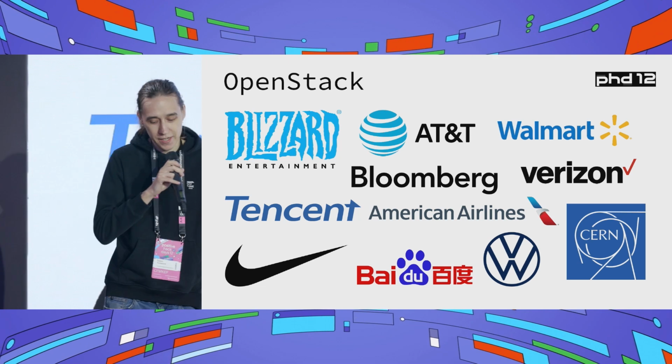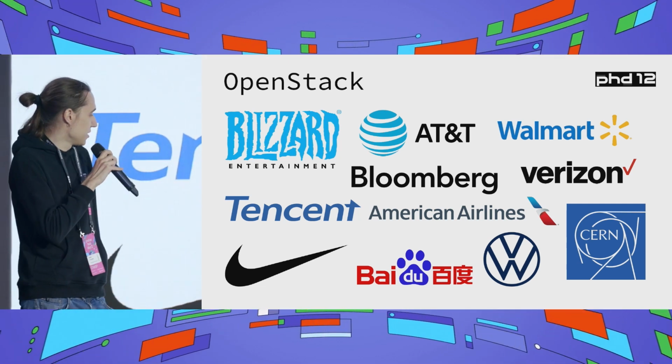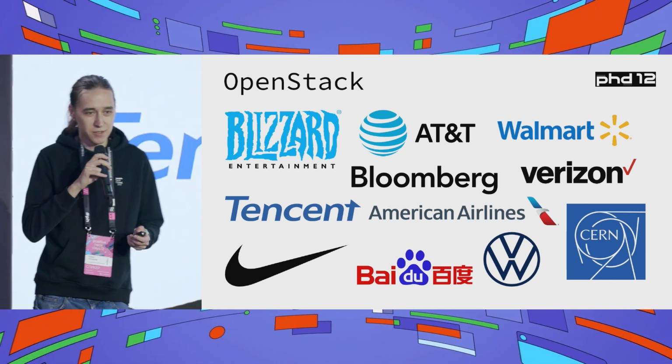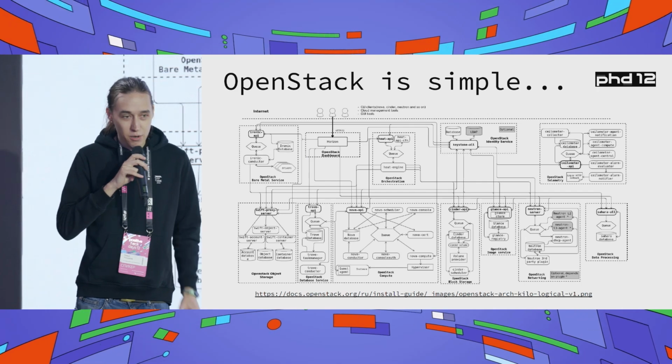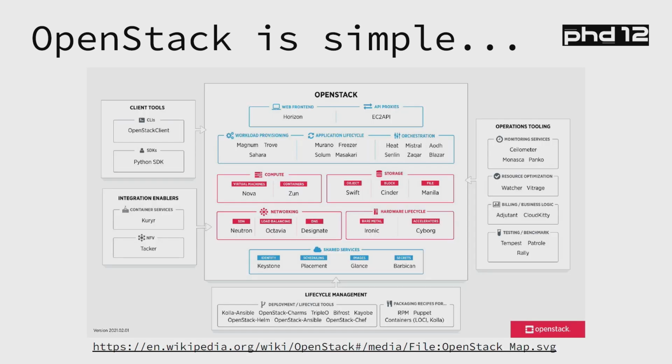Lots of companies are using OpenStack. I'm showing some of them here. At least these are the names I recognize, but naturally there are many more others. I don't really know why I'm showing this. Maybe I just want to prove that OpenStack is important. OpenStack has got a pretty simple architecture. I'm not going to explain this. So simple it is.